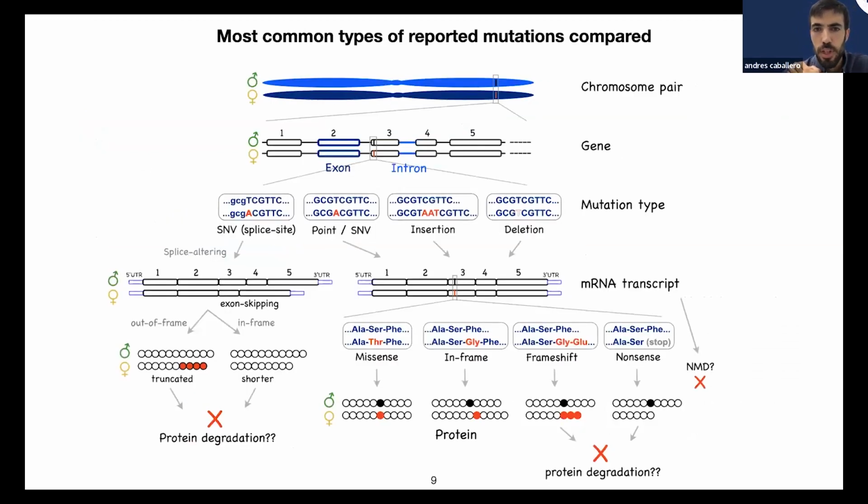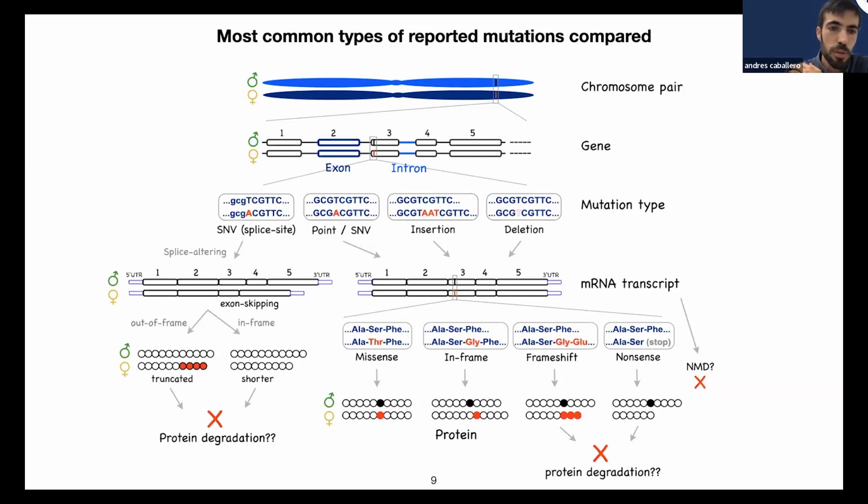Here, just a very quick overview of the most common types of mutations that are usually reported. At the chromosomic or gene level, you can have a point mutation, single nucleotide variant, or SNV. It's basically the replacement of one single nucleotide that can lead to different situations. If you're close to a splice site, so in the exon-intron boundaries, this mutation can alter the splicing of the mRNA transcript, which could lead, for instance, to the skipping of one exon of that transcript.